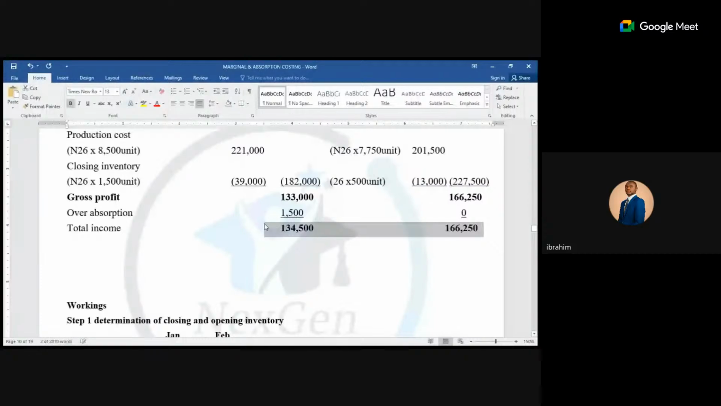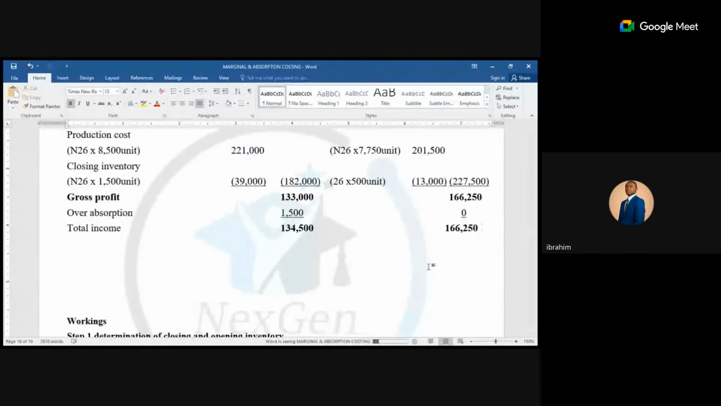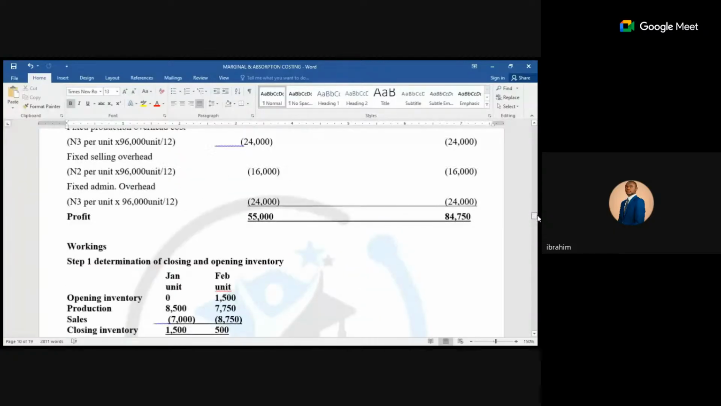So our expenses. What are the expenses that you may likely incur? Maybe variable selling, fixed selling. Class, variable selling, fixed selling. Expenses, let me check from the format.